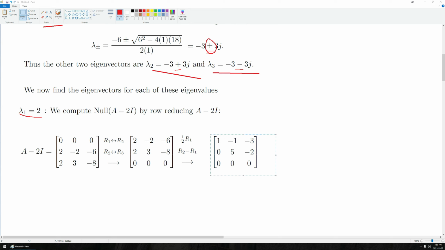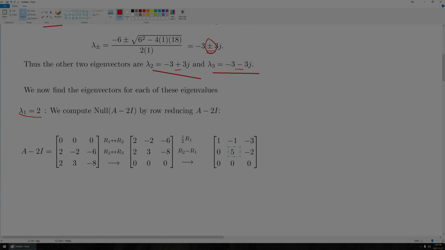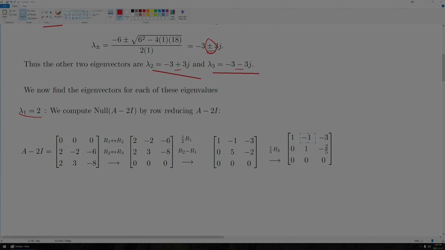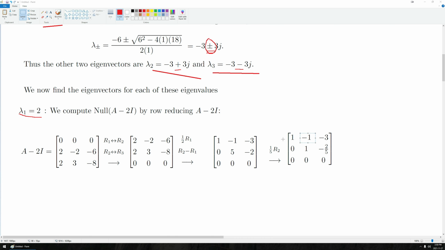Okay, from here, the next thing I want to do is turn this 5 into a 1. How can I do that? I could simply take the second row and divide by 5. If I do this, this is the quantity that I get here. Finally, I want this negative 1 to be a 0 to have everything in RREF form. I can do that by adding the first row to the second row. Doing this gives me my reduced row echelon form here.